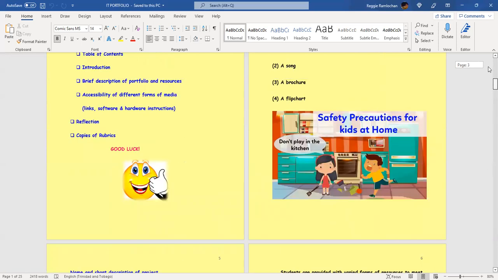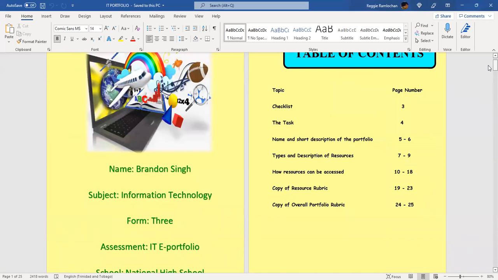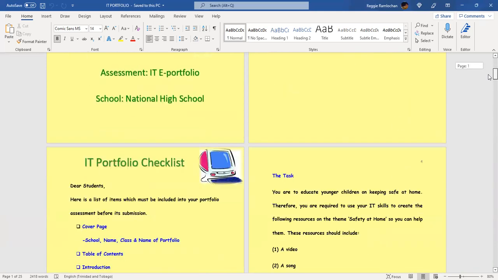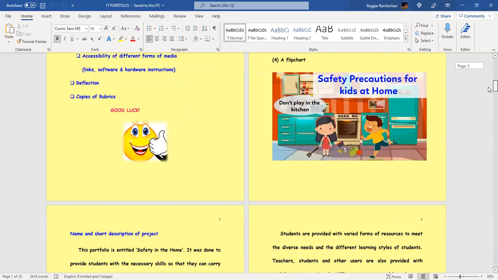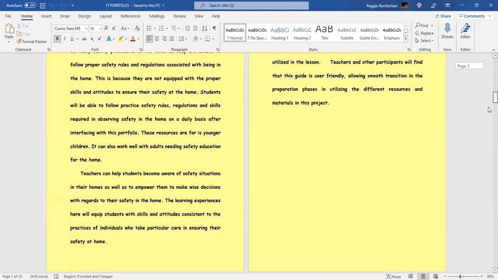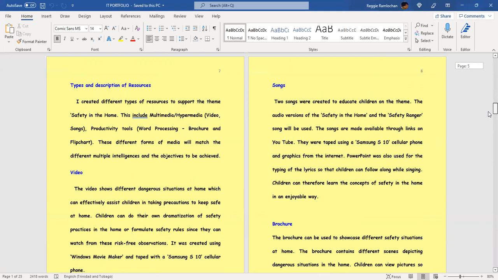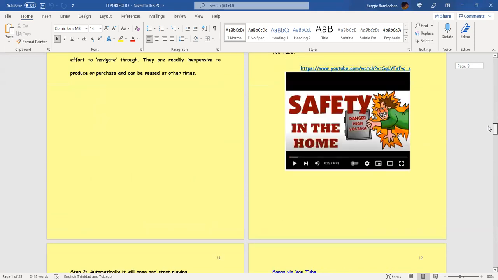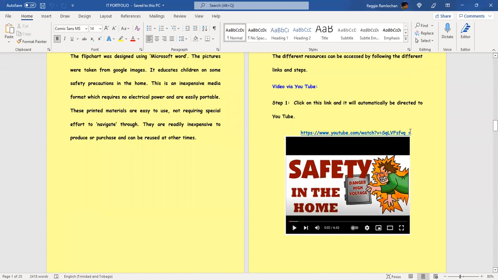So let us look at some of your elements in your portfolio. So your table of contents was well done, as well as you inserted your checklist, the task was included, as well as I'm seeing the name and the short description of the project, the types of resources. So let's look at an interesting resource here. So all of your resources will link properly. Let us just look at the internet. Let's look at one of your resources here.